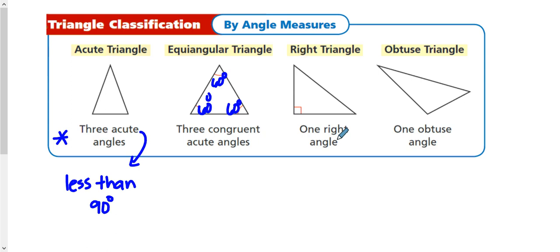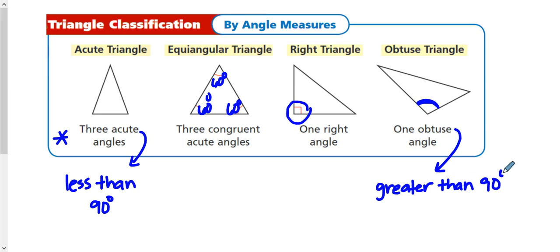Next triangle, a right triangle, is a triangle that has 1 right angle. And then an obtuse triangle is a triangle that has 1 obtuse angle, which, if you remember, is an angle that is greater than 90 but less than 180. So it's any angle between 90 degrees and 180 degrees. So an obtuse triangle has one obtuse angle, and then the other two would be acute.